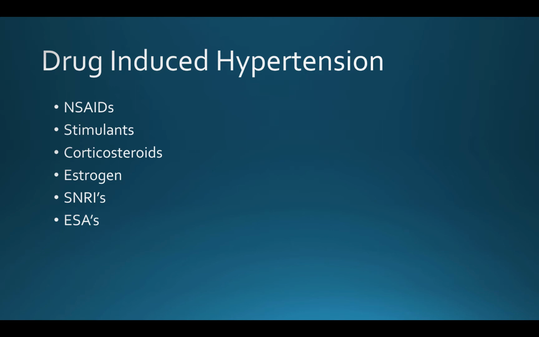SNRIs, I would say, is probably a little less common. Maybe I've seen a little bit more so with venlafaxine at higher doses, but it is something to think about, particularly if the timing makes sense, where we've started one of these medications and now their blood pressure is up 5, 10, 15 points. Okay, is it due to that medication? And then ESAs, so those are erythropoietin stimulating agents like Epogen and things like that. They can definitely raise blood pressure.